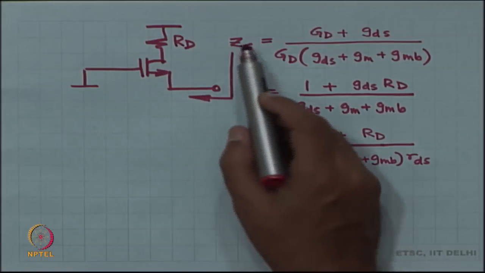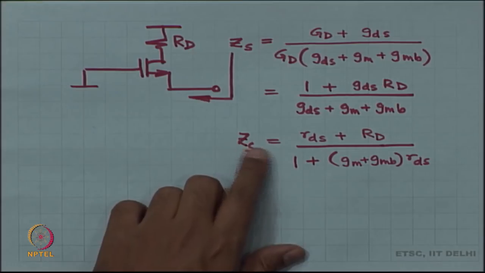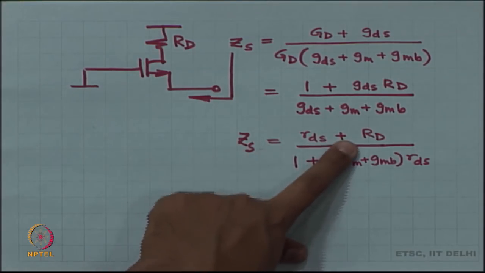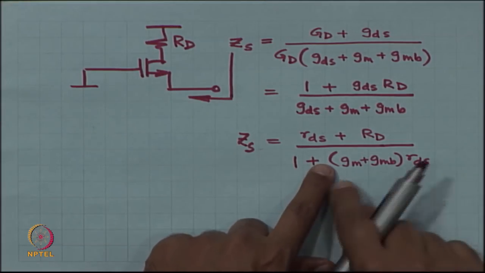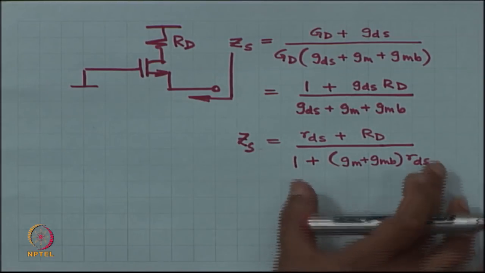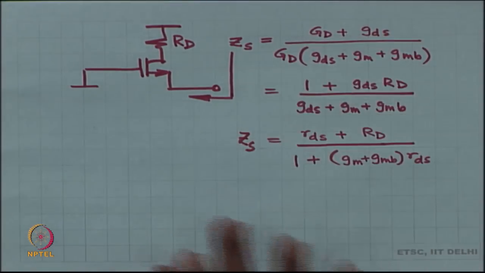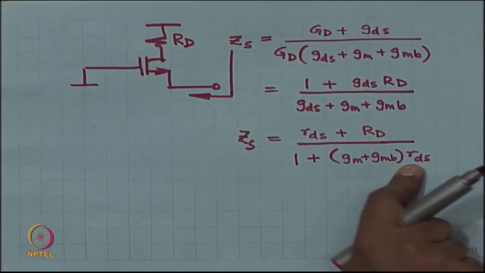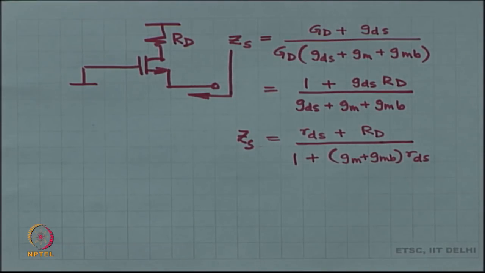So, what you have to memorize is that the impedance looking into the source is (rds plus RD) divided by 1 plus (gm plus gmb) times rds. You could memorize this form or this form or this form, whichever suits you. My personal preference is this particular form. This is what I have memorized. This is an important result.